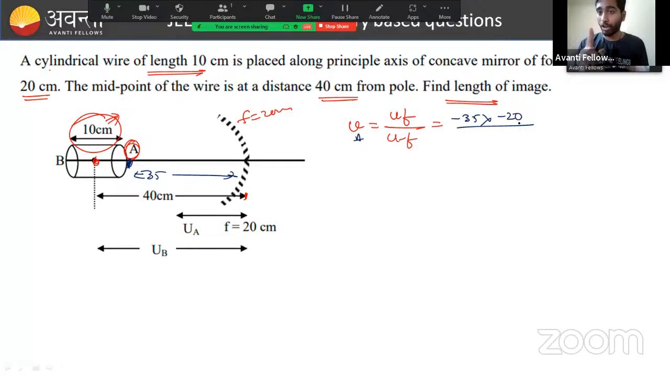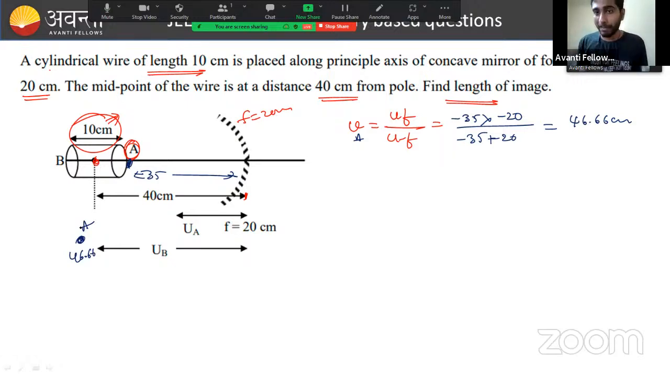Then minus 35 into focal length minus 20 centimeter. I'm putting them along with the sign. And U value minus 35, minus F value minus 20, minus into minus plus 20. It will come to nearly 46.66 centimeter. Means A's image is going beyond 40, A image is shifting back.